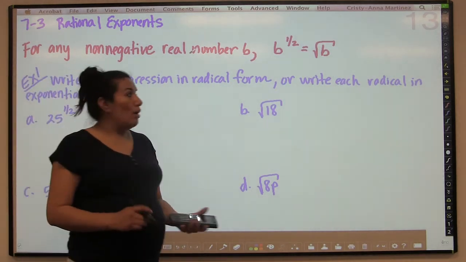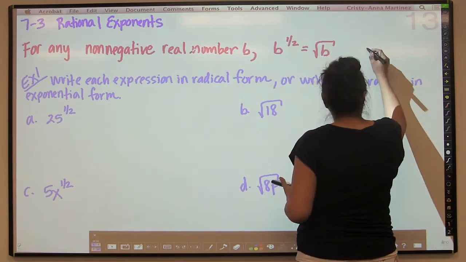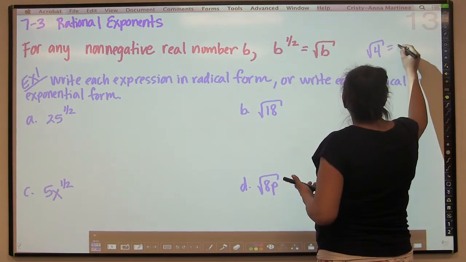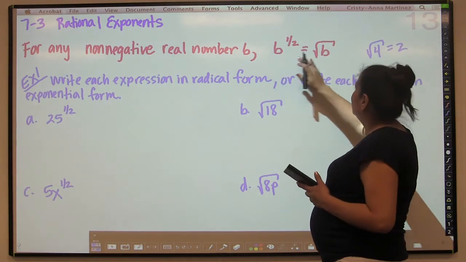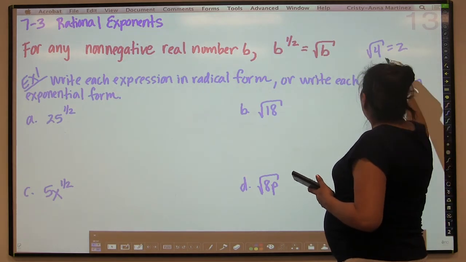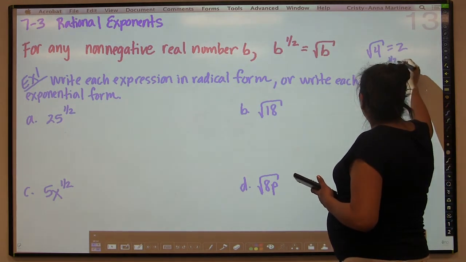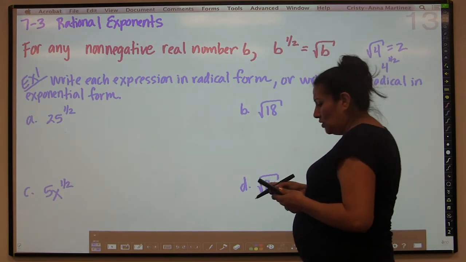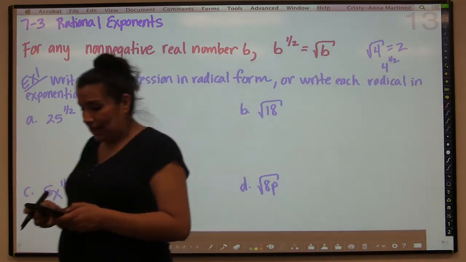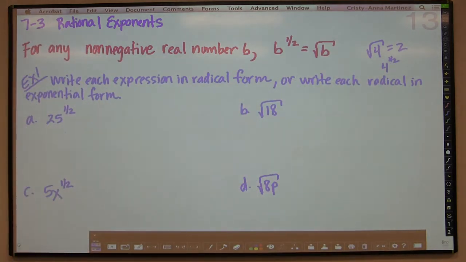We know that the square root of 4 equals 2, but according to this, instead of writing square root of 4, I could write 4 to the 1/2 power. So what I want you to do is on your calculator, I want you to try that so that you can see how it works.